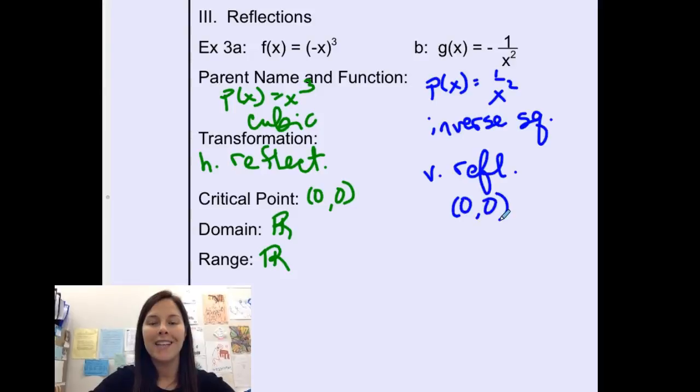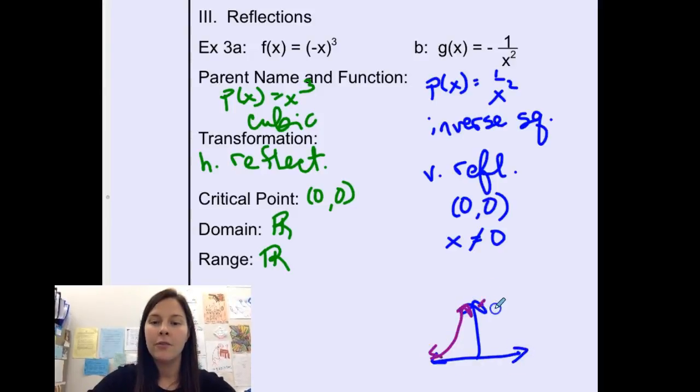The domain is still x cannot equal 0 because we've got that division by 0. But the range, when you think about that parent function graph, it was the volcano. So if we flip that across the x-axis, now our entire graph will be underneath the x-axis, so we will have a range from negative infinity up to 0.